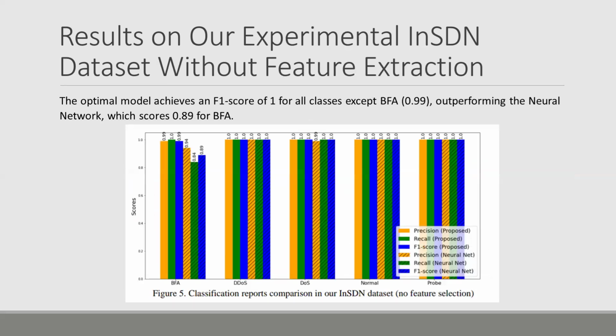This improved performance is further reflected in the classification reports. Our optimal model achieved an F1 score of 1 for all classes except BFA, which achieves 0.99. In contrast, the neural network model exhibits a lower F1 score of 0.89 for the BFA class, likely due to its limited number of instances.